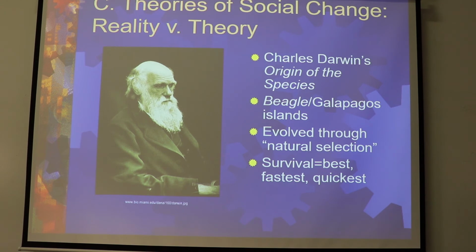Theories of social change, reality versus theory. Well, about this time you have Charles Darwin's Origin of the Species come out. Well, actually back in 1857. But it takes a while to get over here.